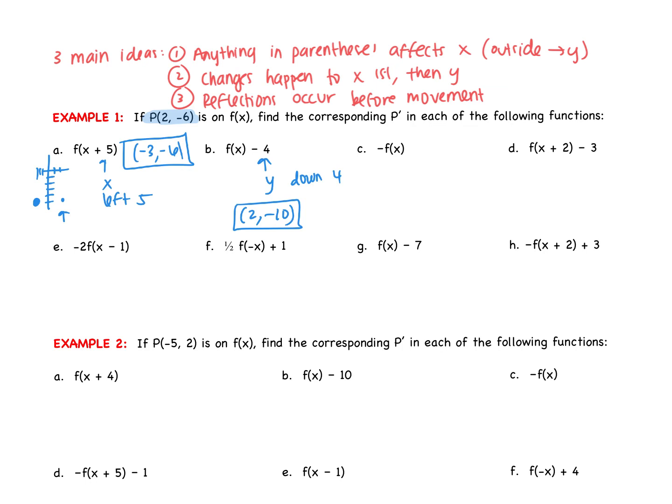C, with that negative, does that affect x or y? Y. It's outside the parentheses. It affects y. Okay, that negative, all it does is it multiplies y by a negative. So this is going to multiply y by a -1. So our point, instead of (2, -6), is going to become (2, 6).